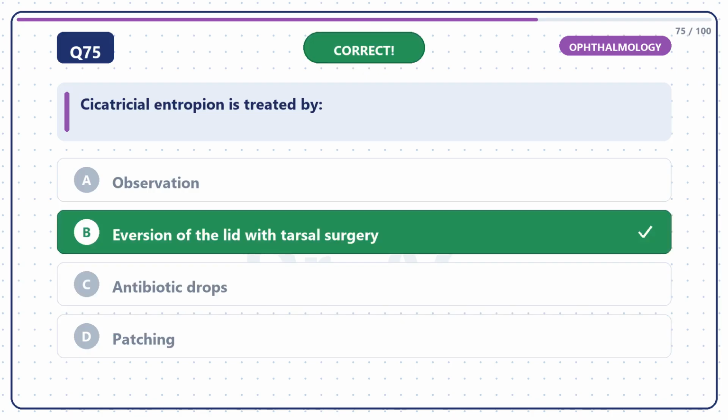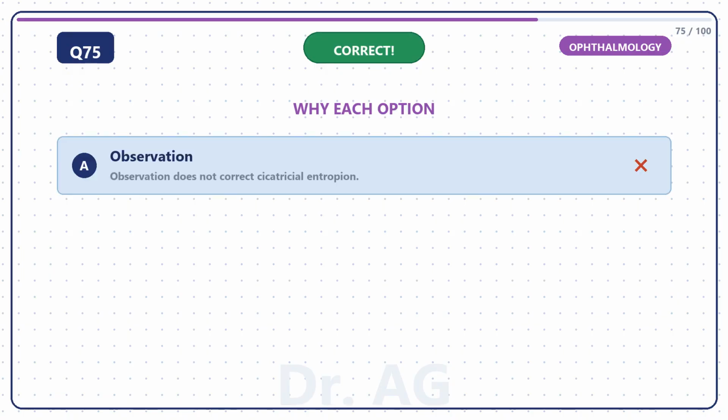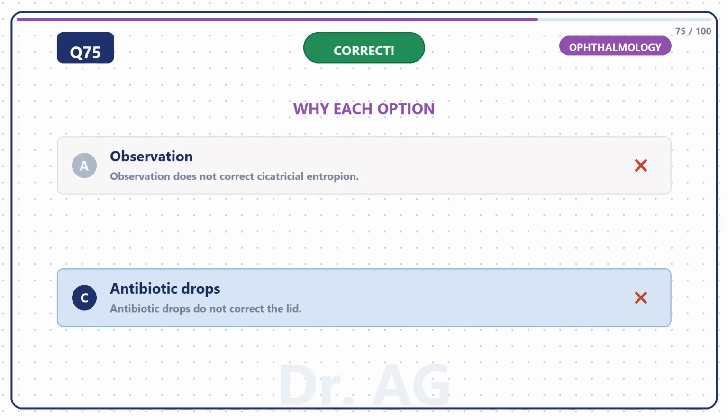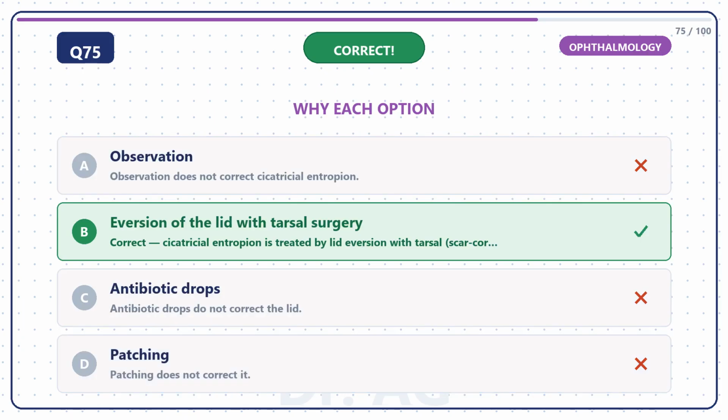The correct answer is option B. Eversion of the lid with tarsal surgery. Let's go through the options. Observation does not correct cicatricial entropion. Antibiotic drops do not correct the lid. Patching does not correct it. And the correct answer is eversion of the lid with tarsal surgery. Correct. Cicatricial entropion is treated by lid eversion with tarsal, scar-correcting surgery. So, the right answer is option B. Eversion of the lid with tarsal surgery.